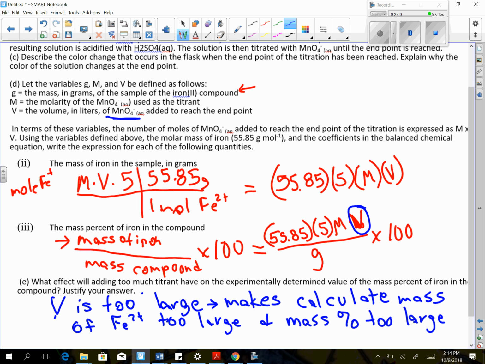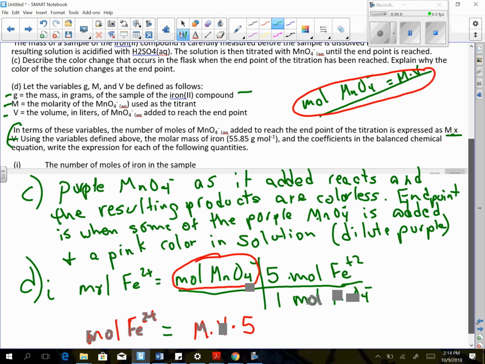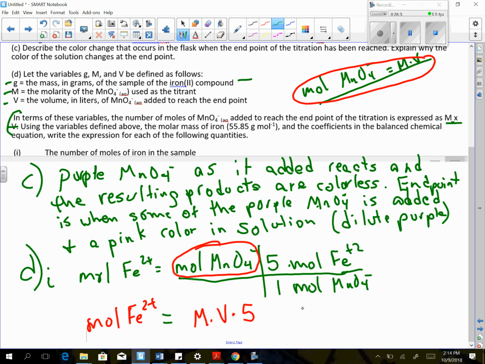Okay. In this part, 1 point was earned for this answer. In this part, 1 point was earned by dividing the previous answer by G, another for multiplying by 100 to get percent. 1 point for this answer, and going back to this one, 1 point for this answer. And that's the end of our video.